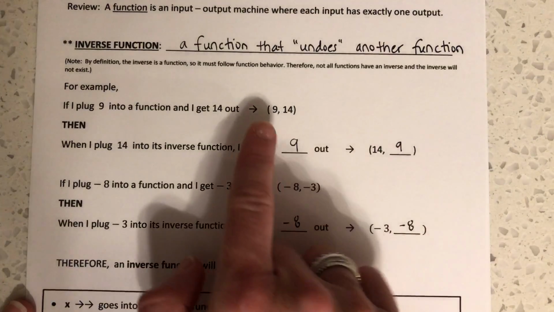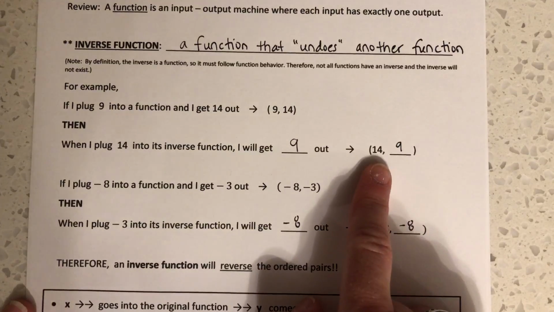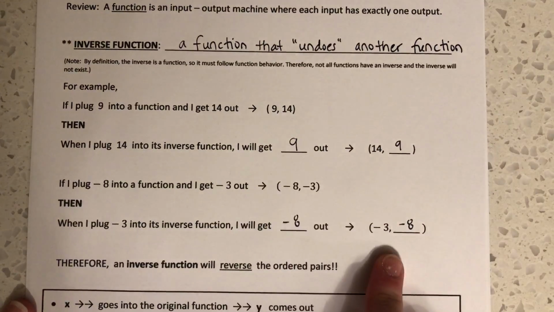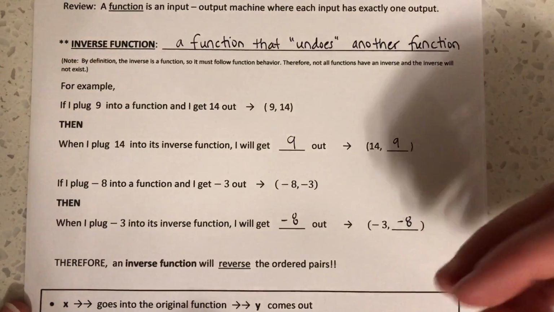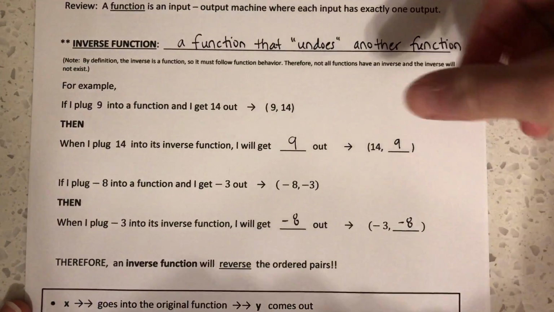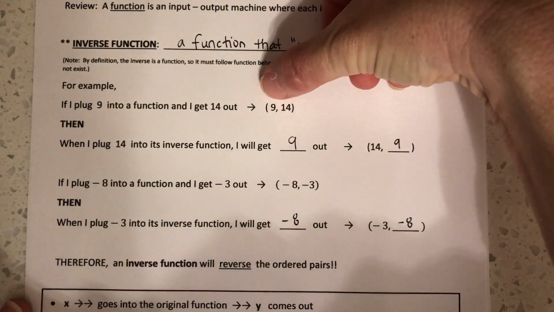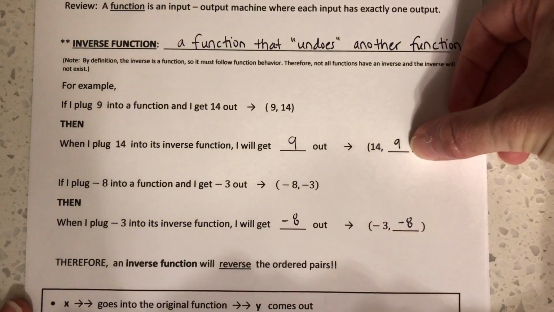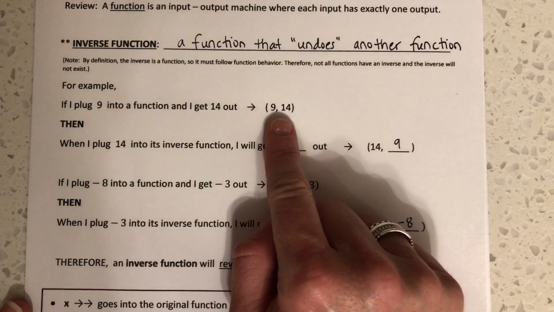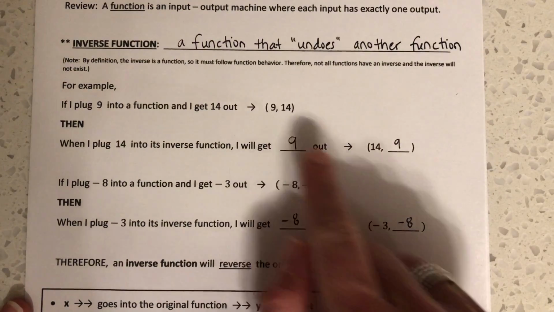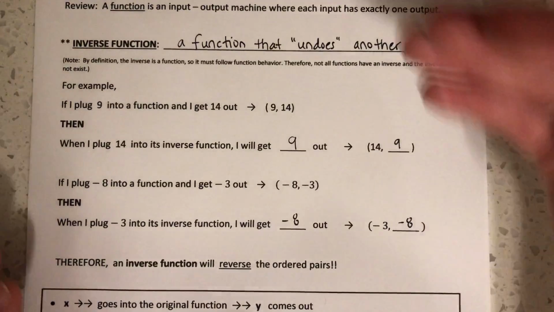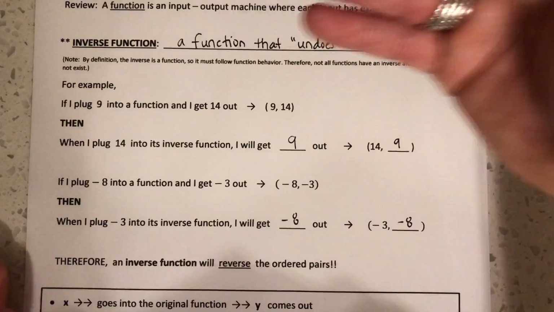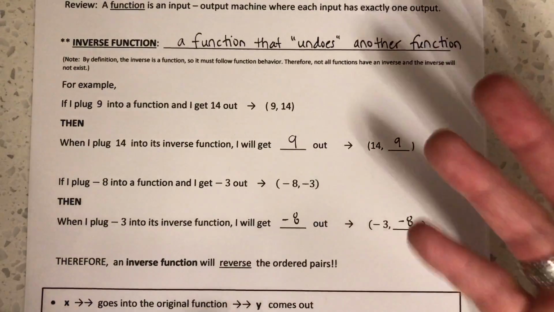So if you notice, from the original function to the inverse, it reverses the ordered pairs. X and Y literally trade roles. The x's in the original function become the inverse's y's. The y's of the original function become the inverse's x's. They literally trade roles. The original x's and y's trade places with the inverse's x's and y's.